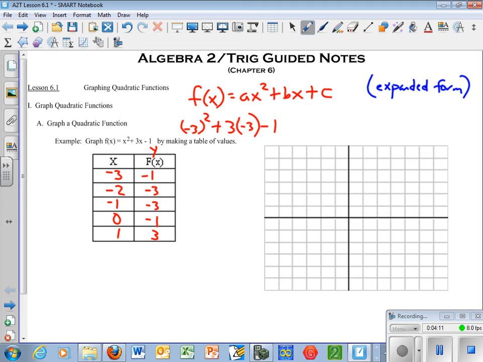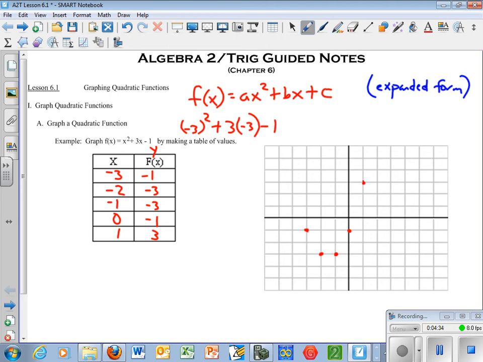So negative 3, negative 1 will be right there. Negative 2, negative 3, we're right there. Negative 1, negative 3, we're right there. And at 0, we're at negative 1. And at 1, we're up here at 3.